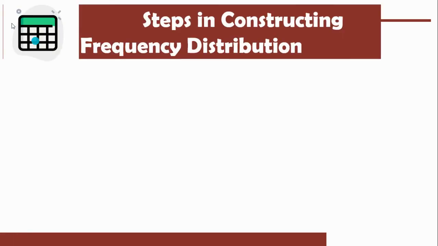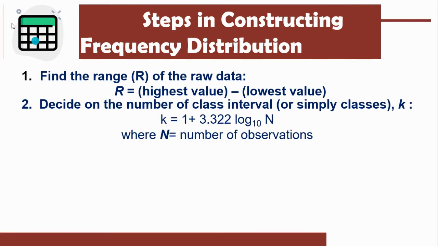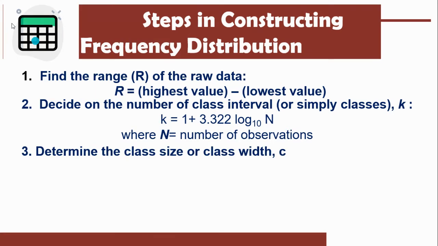Now I will show you the steps in constructing a frequency distribution table. First, we need to find the range of the raw data, and the formula for that is highest value minus lowest value. Next, we need to decide on the number of class intervals, or simply classes, or the K, which is equal to 1 plus 3.322 log with base 10 of N, where our N represents the number of observations. There are other formulas in other books. You have square root of N.